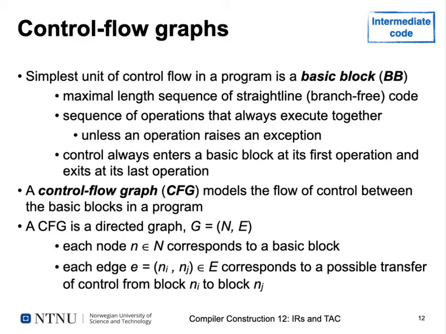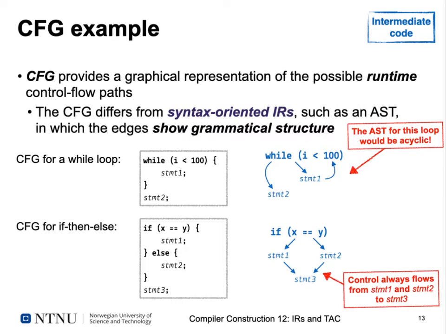Now a control flow graph, or simply CFG, models the flow of control between the basic blocks of a program, and a CFG is a directed graph, so it contains nodes and edges again. The nodes in our graph correspond to basic blocks, whereas the edges of our graph correspond to a possible transfer of control from one block to another. Each edge in our graph models how we could move from one instruction to the next using a jump, a conditional or an unconditional jump, for example.